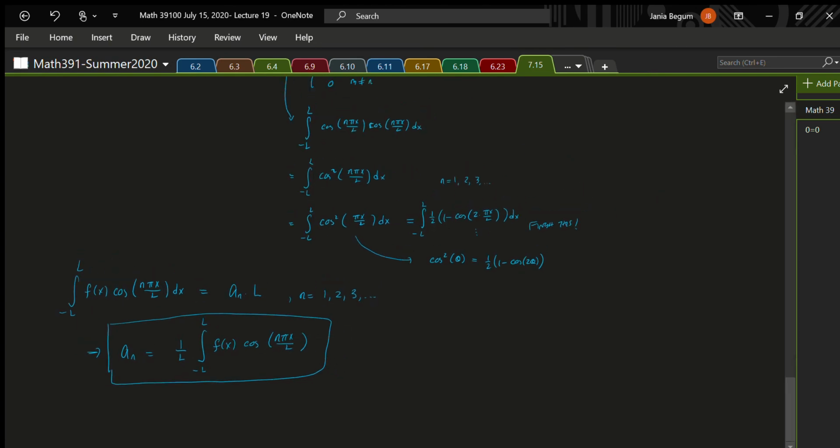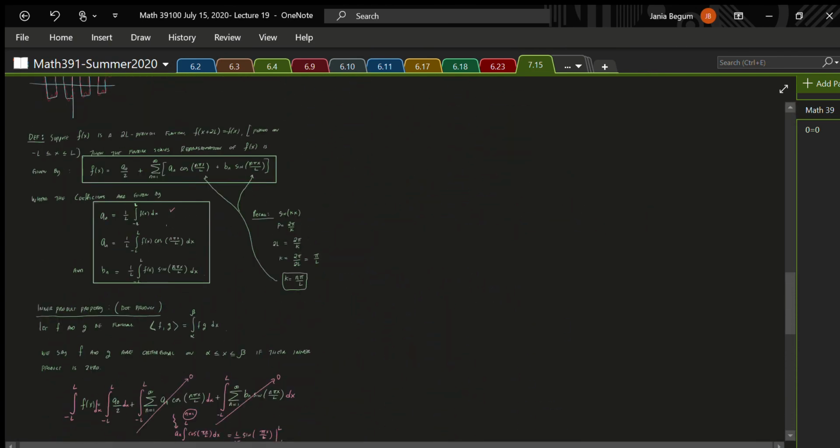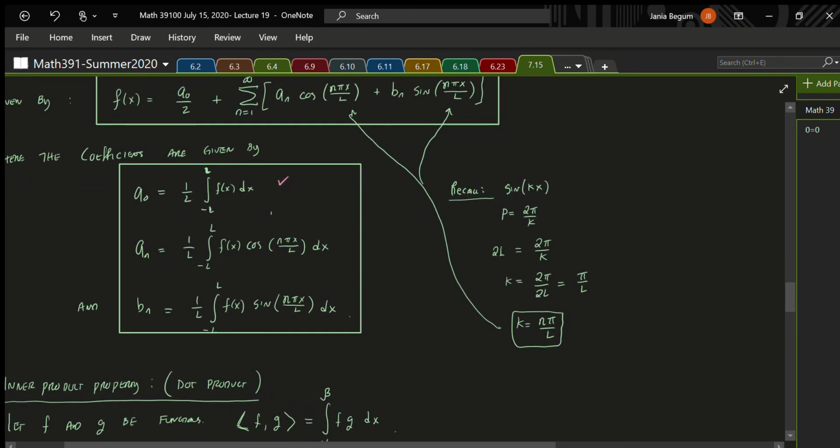Okay, so that's the derivation for an. So we were able to do a0 and an. bn, I'll leave that up to you.